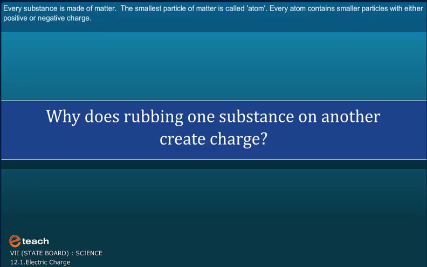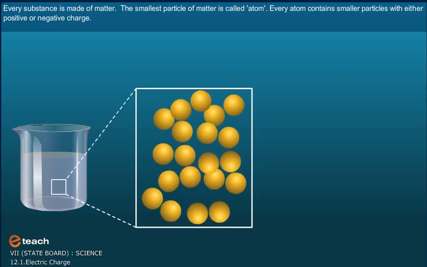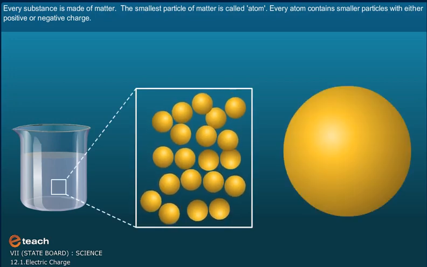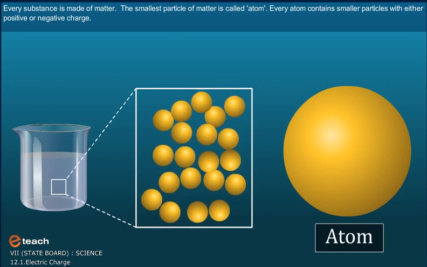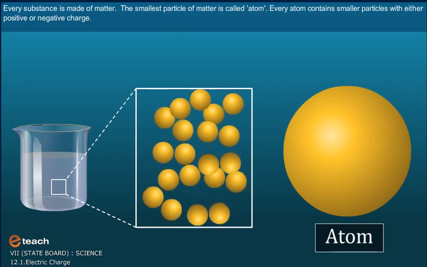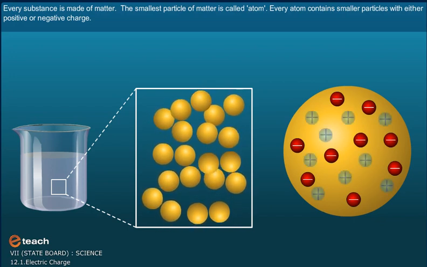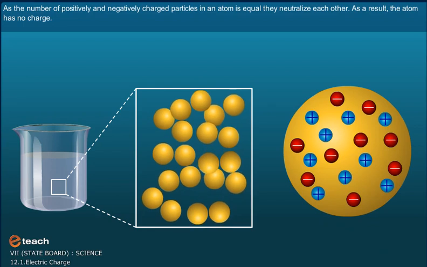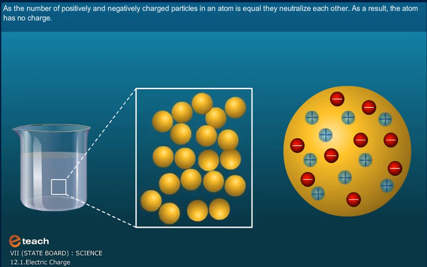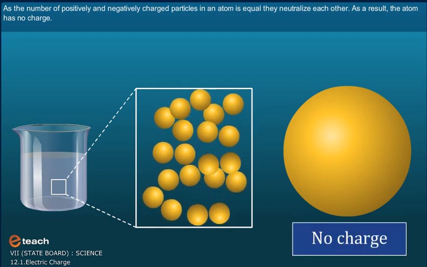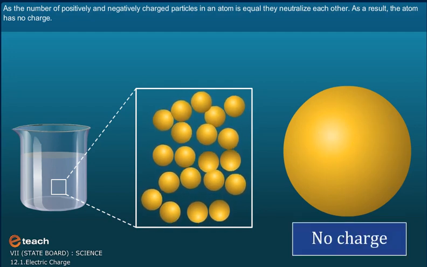Why does rubbing one substance on another create charge? Every substance is made up of matter. The smallest particle of matter is called an atom. Every atom contains smaller particles with either positive or negative charges. As the number of positively and negatively charged particles in an atom is equal, they neutralize each other. As a result, the atom has no charge.